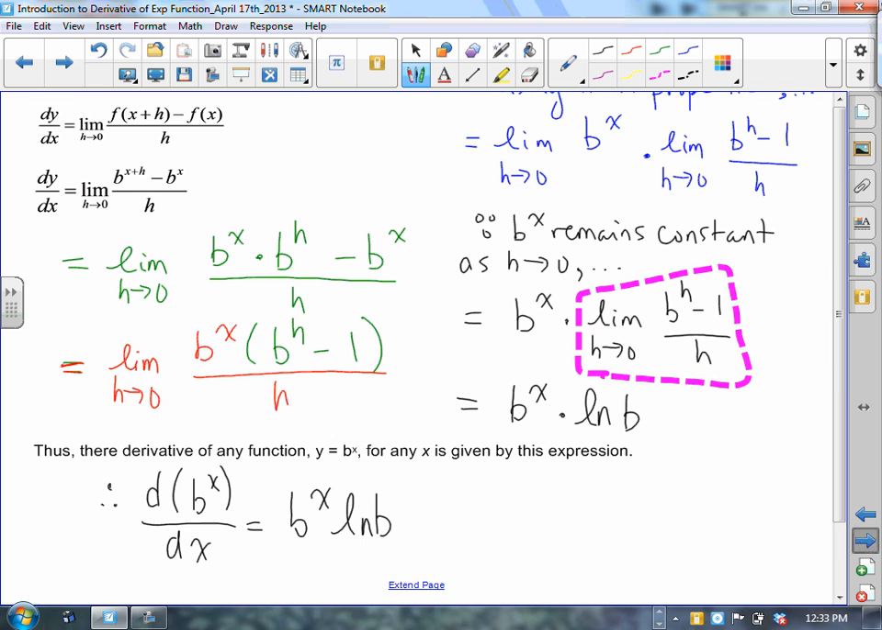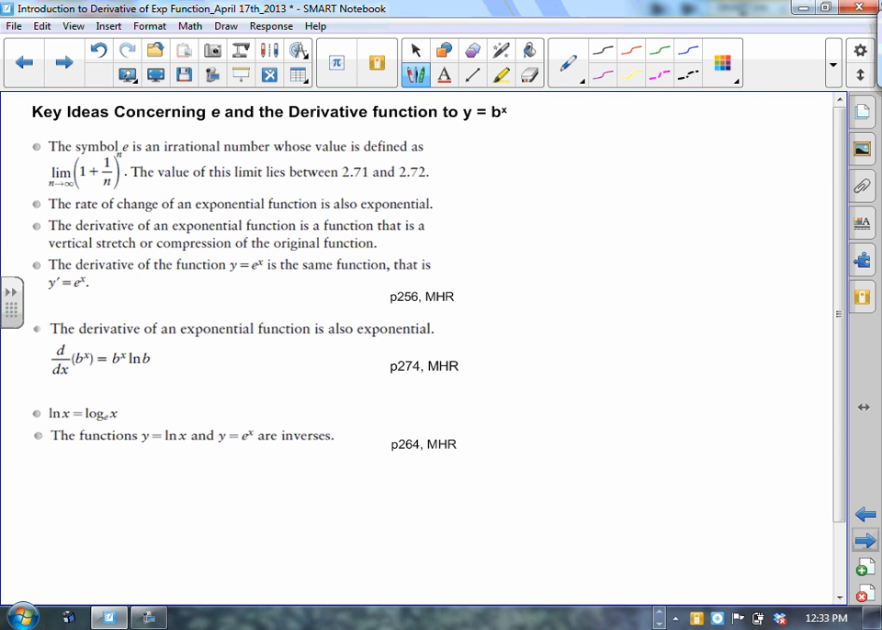And just a few key points before we go. These are from your textbook, pages 256, 274, and 264. It's just a summary of what we've seen regarding e, or Euler's number, and the derivative of y equals b to the x. So please read them through. If you have any questions regarding this information, then please bring them forward to class tomorrow.